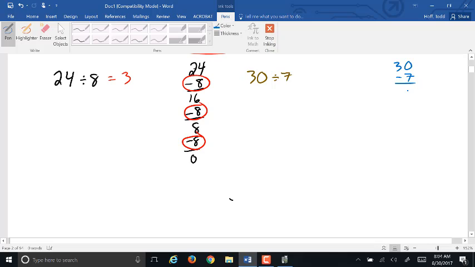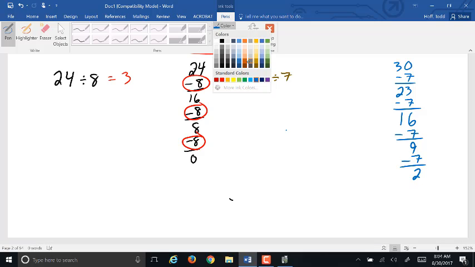30 minus 7 is 23. 23 minus 7, 16, right? 16 minus 7, 9. 9 minus 7, 2, and we can't subtract 7 anymore.